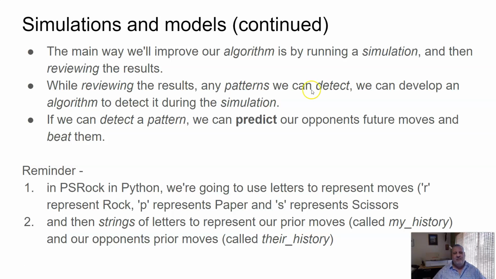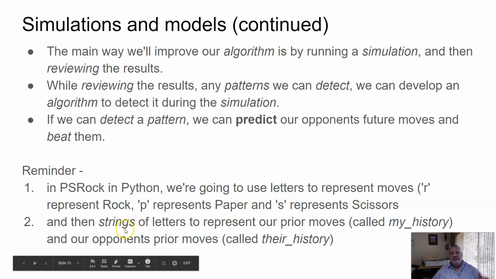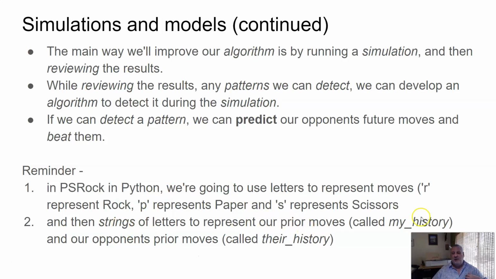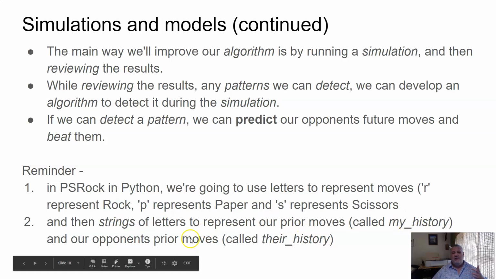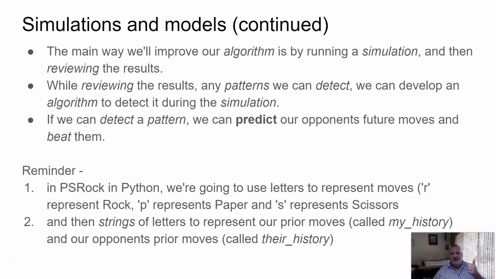So in PSRock and rock, paper, scissors in Python, we're going to use letters to represent moves. So R is going to represent rock, P is going to represent paper, and S is going to represent scissors, right? And then when we're asked for our next move, we're going to be given a string with all of our prior moves called my history and all of their prior moves called their history, right? And I went through this in part 1, okay? So letters for the moves and strings give us all of the previous moves.